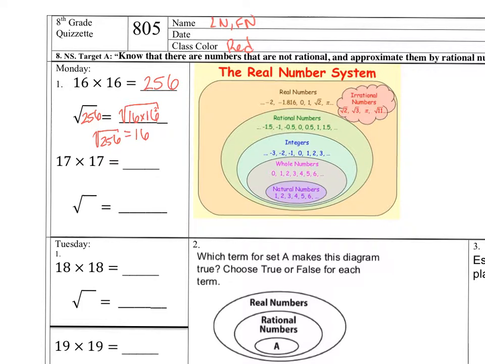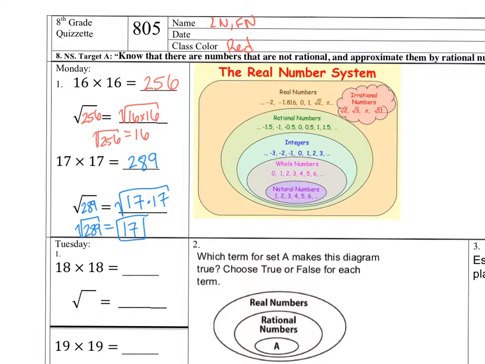You do not have to write that 2 that I wrote there. That might confuse some of you, so you could take that out. Now 17 times 17, according to my chart, is 289. The square root of 289 is 17. I guess I can write it the same way. The square root of 17 times 17. So then the square root of 289 is 17.